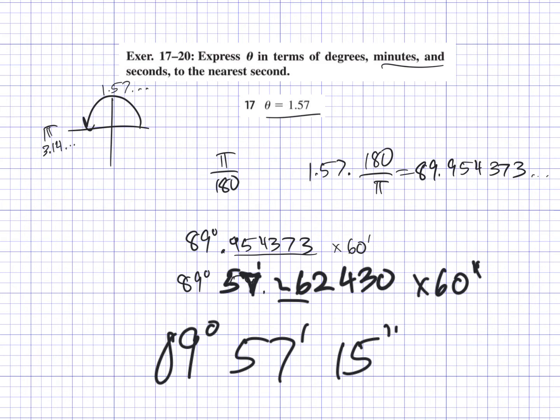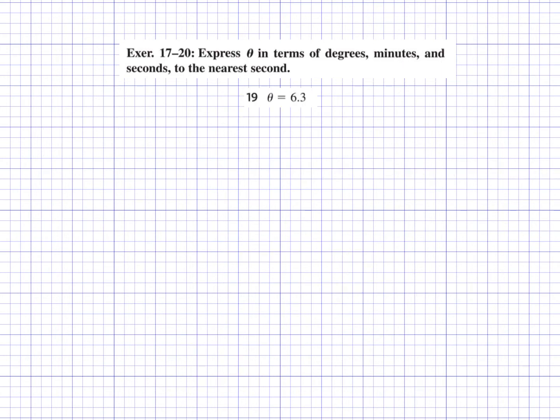So if you notice, this is real close to 90 degrees. Okay, so 89 degrees, 57 minutes, and 15 seconds. All right, so you have to just take each decimal times 60. That'll give you the minutes, and then the decimals left over there times 60 give you the seconds. All right, so let's do it again. So 6.3 times 180 over pi. And take your calculator and figure out what that is.